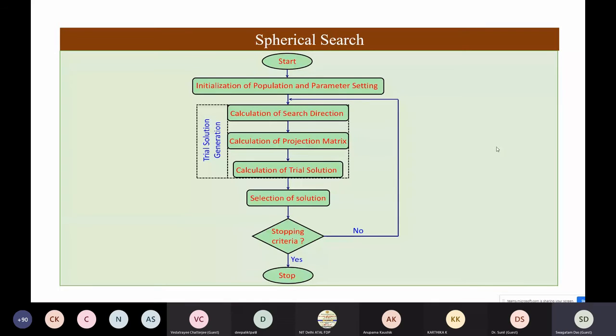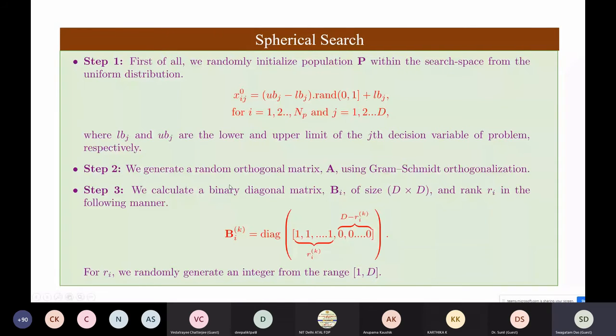That's the thing. So we have a set of solutions. We are simply perturbing them, and we are also projecting them to different planes that creates the hyperspherical search style. This way, new solutions are born. Then we are making a selection between the new and old solutions. So step one is, first of all, we randomly initialize population P within the search space from the uniform distribution.